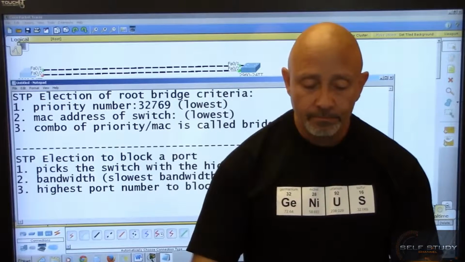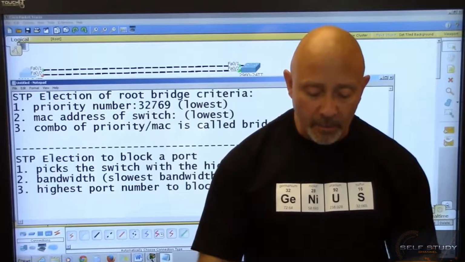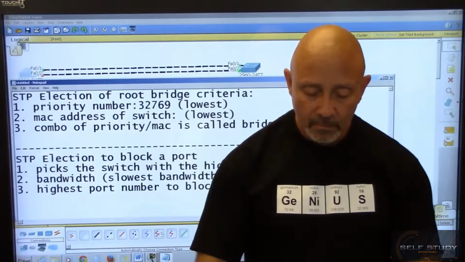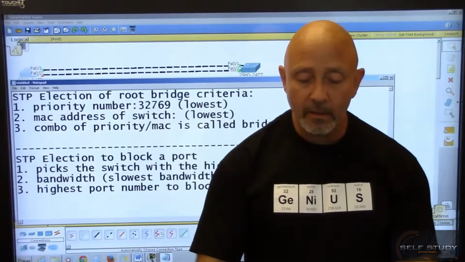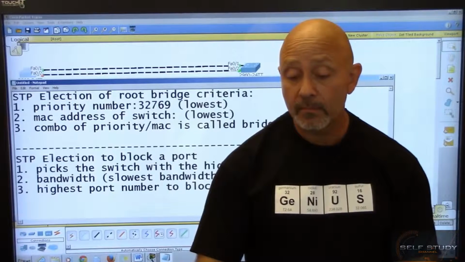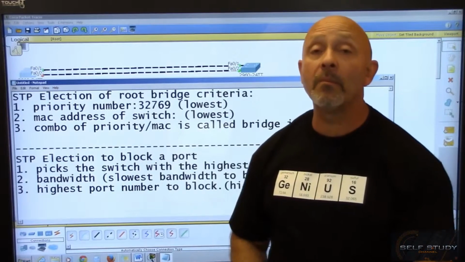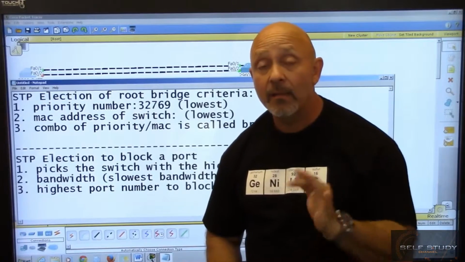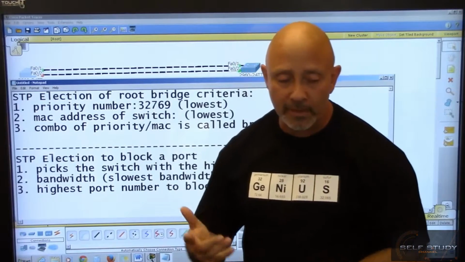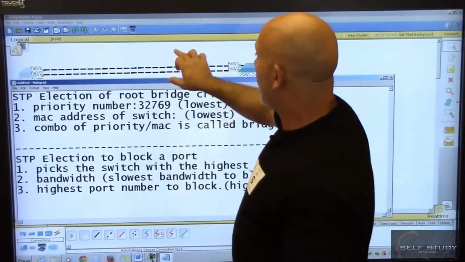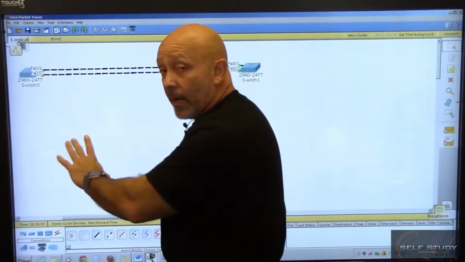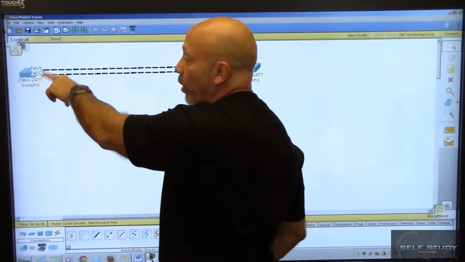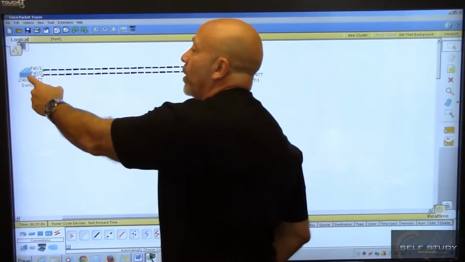to block. Why the highest port number? Higher MAC address. Because that port number has a higher MAC address than the lower port number. Let's prove that. So let's come back here. This is the switch with a higher MAC address, so it chose to block a port. As you can see, it blocked the highest port number.